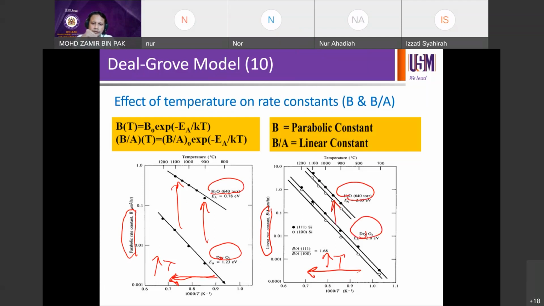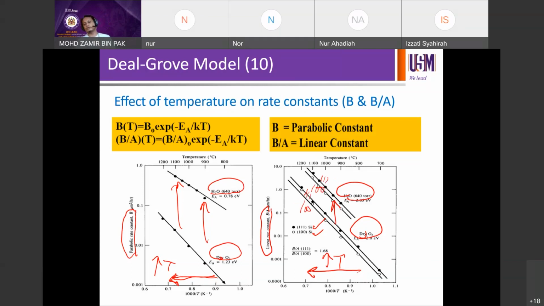You can also see the difference between the 111 wafer and the 100 wafer. You can see the gradient for 111 is always higher than 100. 111 is up there, 100 is down here, for wet ox. The same goes for dry ox as well. 111 is up here, 100 is down here.